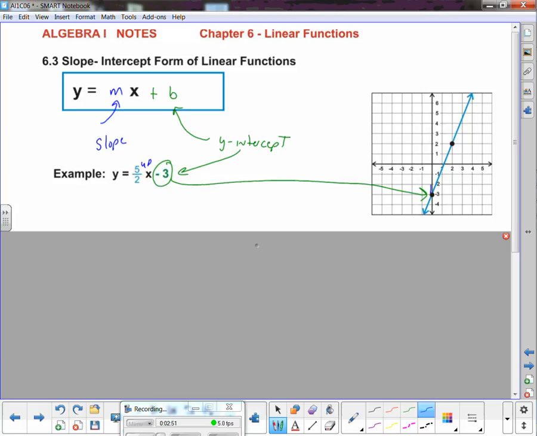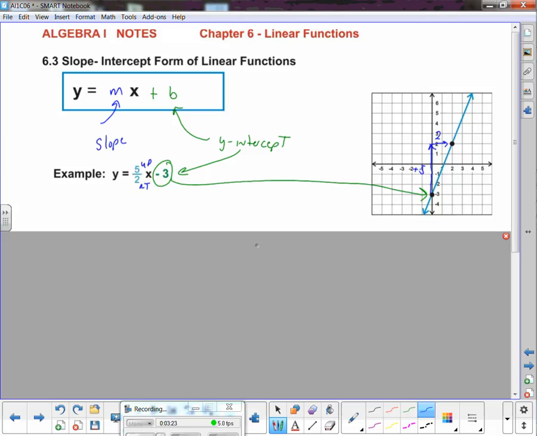1, not to the number 5, 5 spaces. 1, 2, 3, 4, 5. 5 spaces up, correct? And the bottom 2 tells you to go which way? 2 to the right. So from there, go 2 to the right, and sure enough, don't we hit our point on the line? And we do. And we're able to graph our line without ever doing an XY chart. It's very efficient. It's a very important form of a linear function.